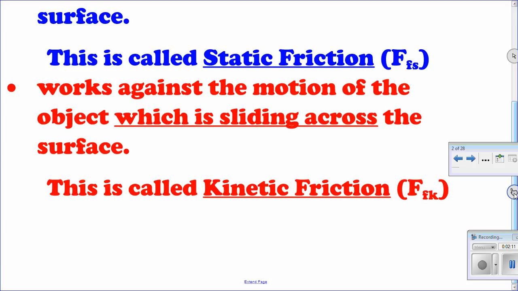There's a common misconception. A lot of times people think that kinetic friction acts opposite some sort of force. That's not the case. After I let go of the chair, the only force affecting its motion was friction. It's moving this way, friction's that way. So that's kinetic friction. It works against the motion of an object that's already sliding across the surface. Questions about any of that? Cool.